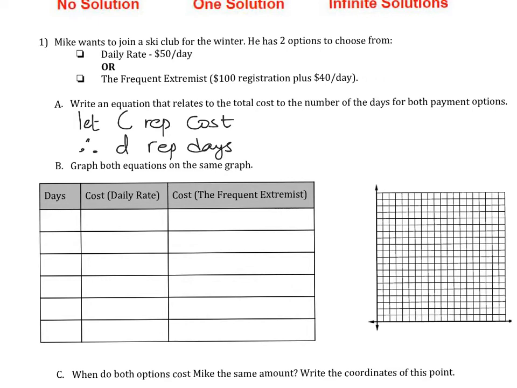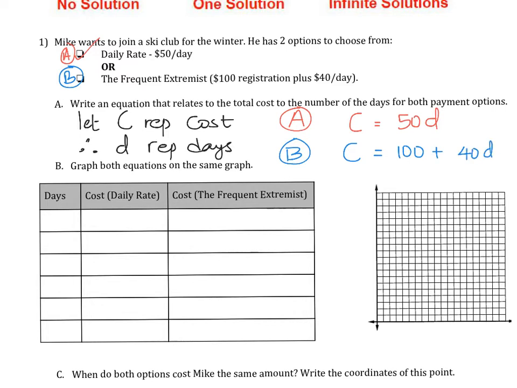So our first one was daily rate. For daily rate, per day is $50. What could be the equation? I'm just labeling it as A, and our first equation could be C equals 50D, since it's $50 per day. The second one is the frequent extremist, where you are charged $100. For that, what will be our equation? Cost would be $100 plus you are asked to pay $40 per day, so it's going to be 40D.